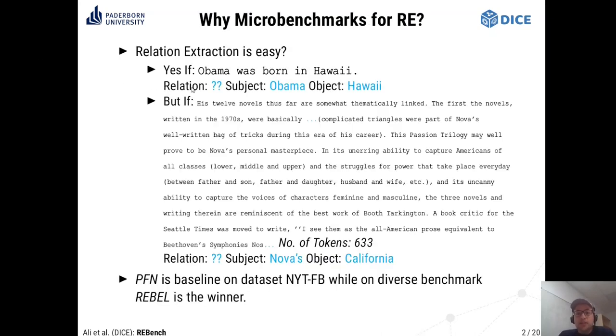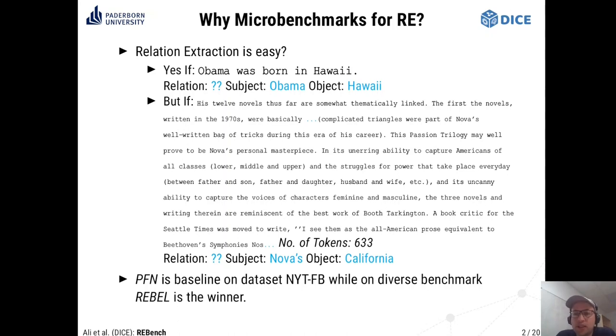Why benchmarks for relation extraction systems? As we know, relation extraction is a hard task in the natural language processing domain. Let's suppose we say that relation extraction is easy. Yes, if we are dealing with sentences like Obama was born in Hawaii, and we know the subject and object entities, that Obama is the subject entity and Hawaii is the object entity, then both a human and a computer can easily predict that the relation between these two entities is a birthplace relation. But instead of this, I have taken this example from the Google Relation Extraction dataset.